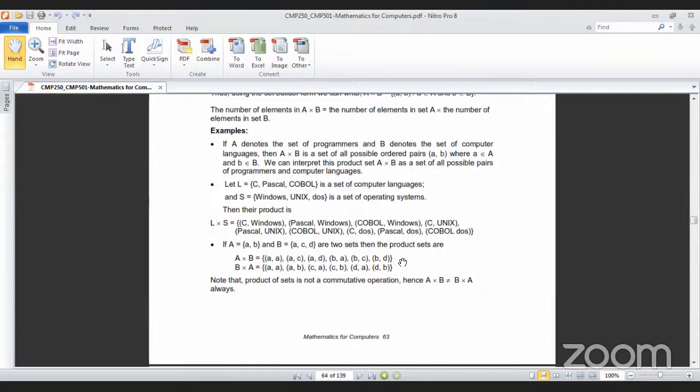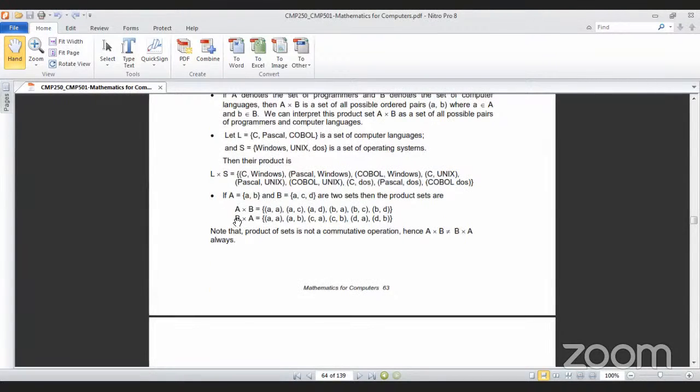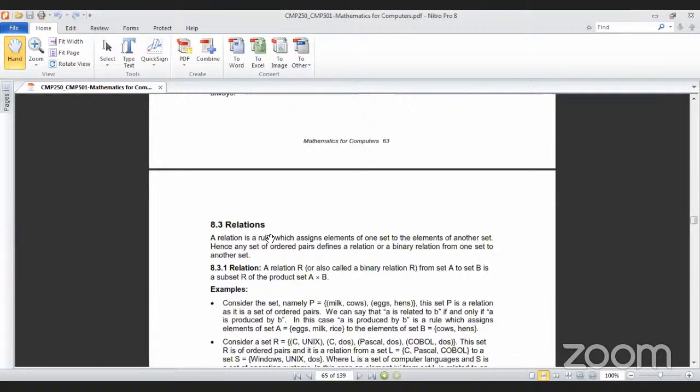Now again, in the same way, A cross B and B cross A. You will understand that even if we take A cross B and B cross A, they won't be the same because your first component is different. See, in this case you are not having AC, right? AC is in A cross B, but it is not in B cross A. So they both are not the same, meaning they are not commutative.